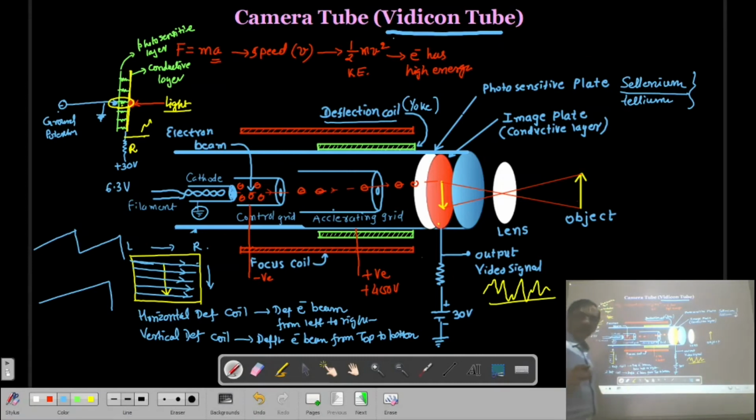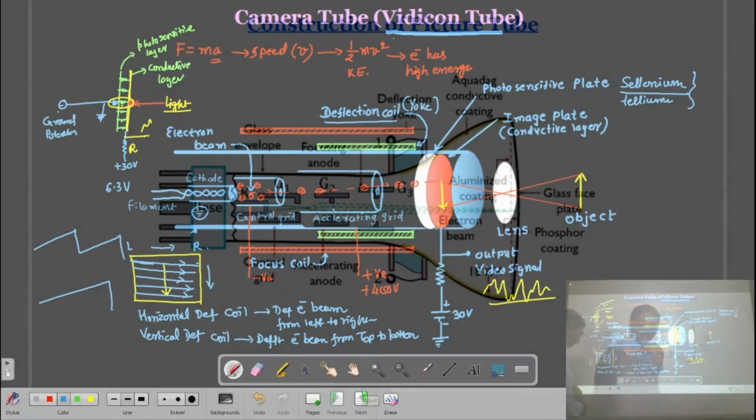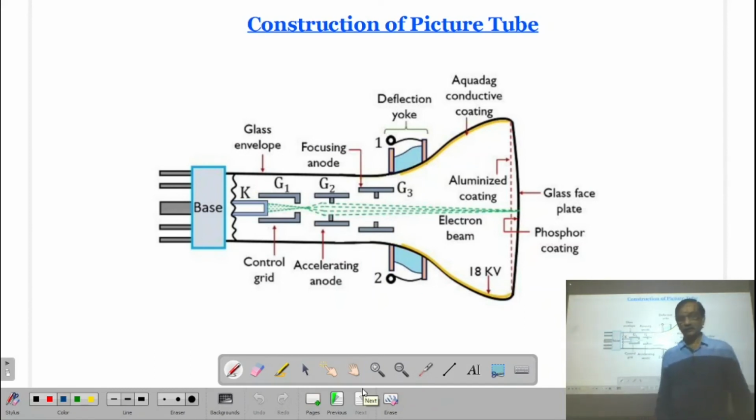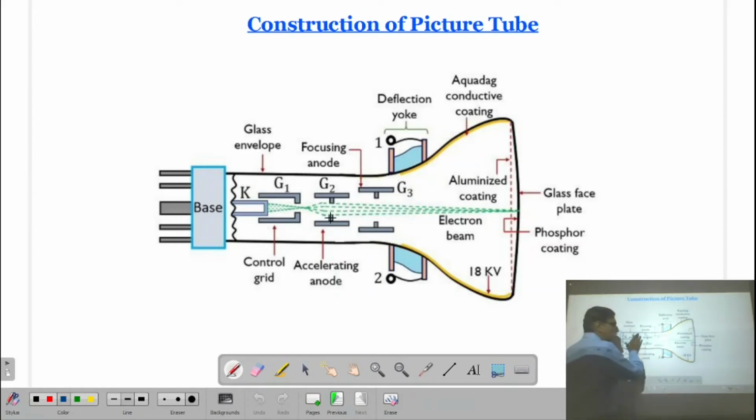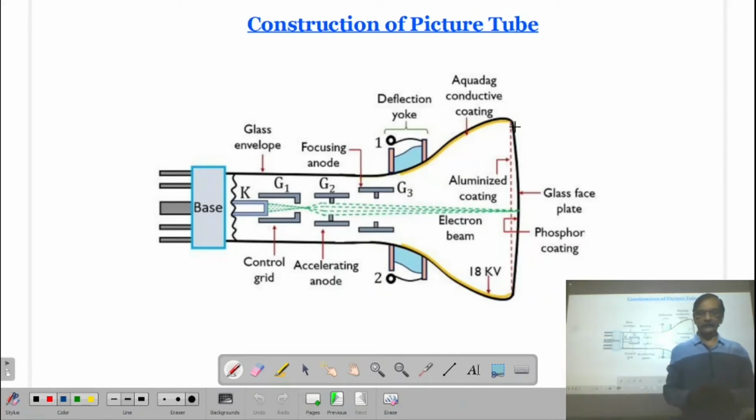So let us see the construction of a picture tube. Here you can see the construction of a picture tube, and again, like a camera tube, in a picture tube we have an electron gun plus a screen. Now what is a picture tube? Again we have a glass envelope, but it is a larger glass envelope, and there is also a vacuum.